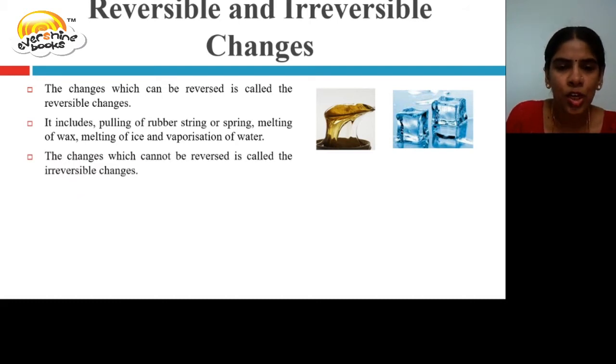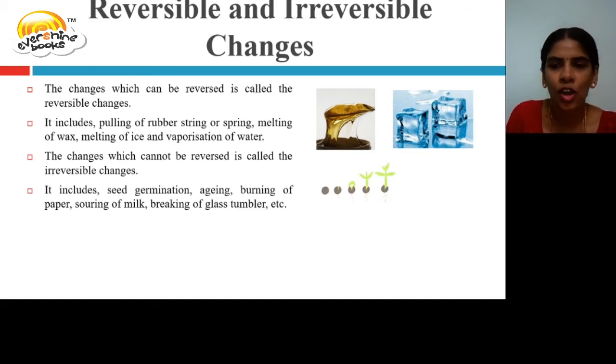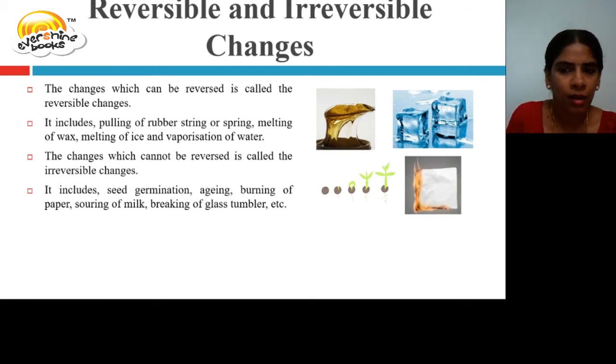The changes which cannot be reversed are called irreversible changes. Seed germination. Aging cannot come back. Burning of paper cannot come back. Souring of milk: we cannot redo the fermentation again. Breaking of a glass tumbler: we cannot put back the glass tumbler again.